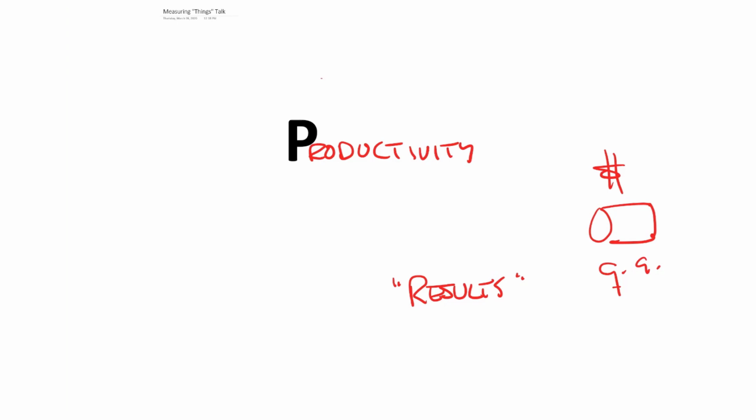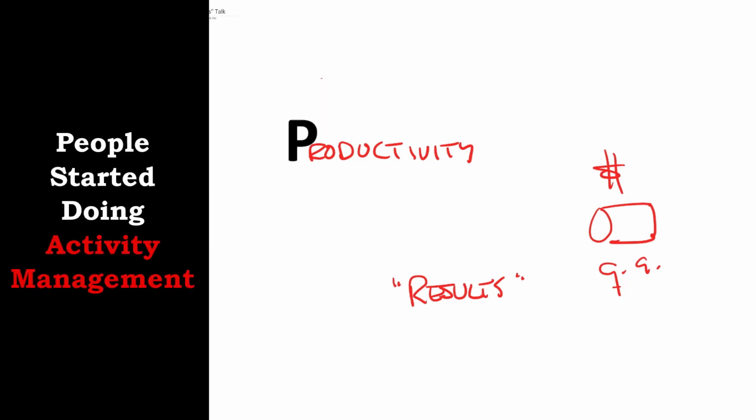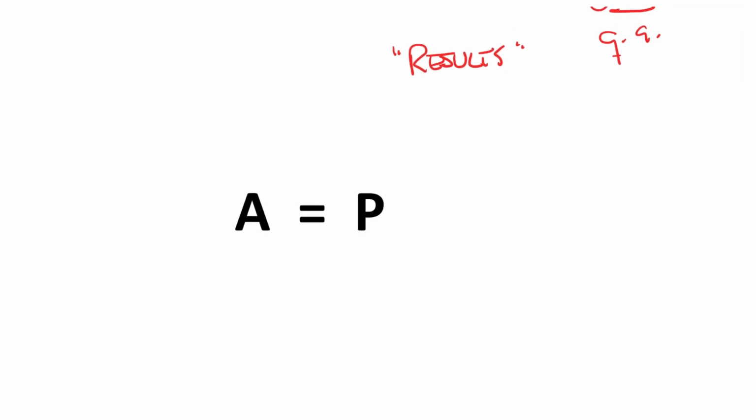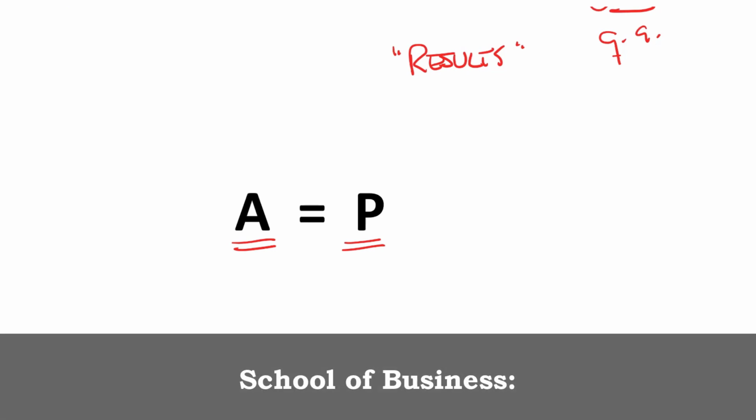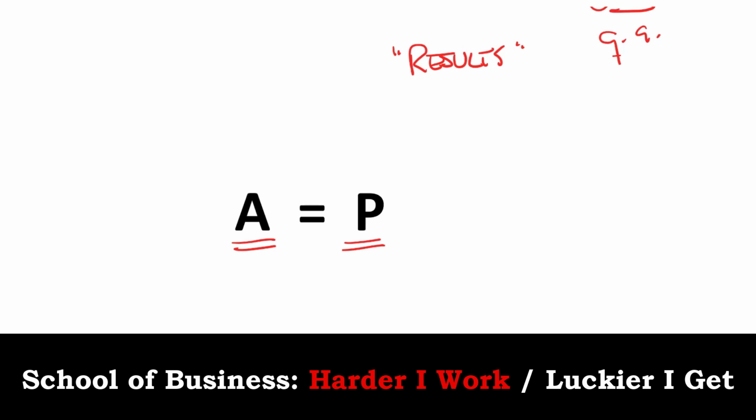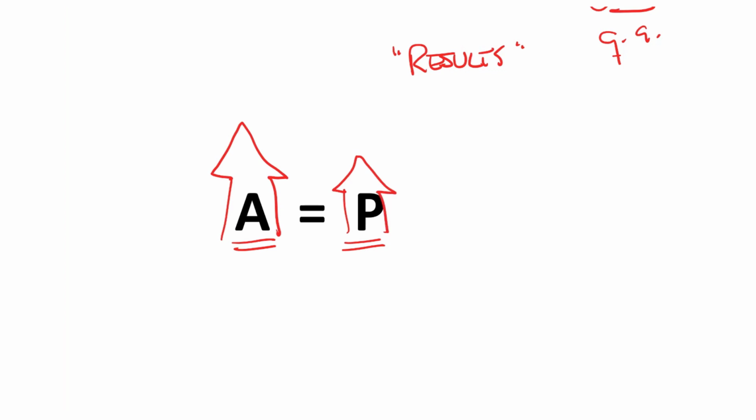So in an effort to get ahead of the curve and not constantly chasing numbers that are already accomplished, people started doing activity management. And the school of thought was that activities are what results in productivity, or activities are what generate results. Therefore, activities equal productivity. And these folks became big fans of activity management and largely belonged to the school of business: the harder I work, the luckier I get. And the feeling for these folks is, as activities go up, so goes productivity, or so should go productivity.